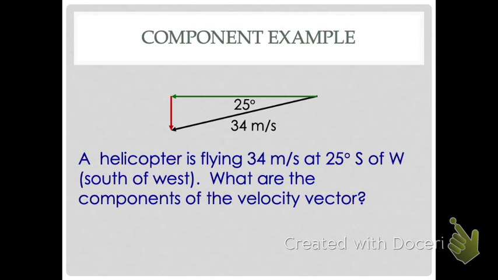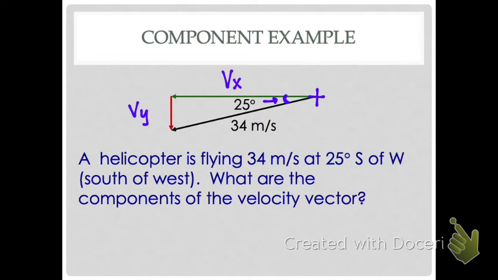All right, so let's look at this one. It says the helicopter's flying 34 meters per second at 25 degrees south of west. What are the components of the velocity vector? It's got the triangle already drawn for you. The 25 degrees fits right here. It just couldn't squeeze in any closer, but it fits right there. So what would I label the green side of that triangle? Vx, and this red side would be called Vy.